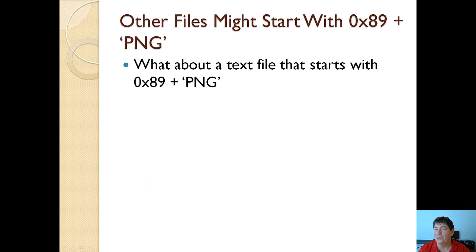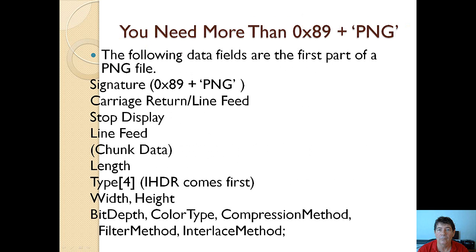So other files might start with 89 plus PNG. You might even have a text file that starts with that. Now, modern day text files have no problem with the high bit being set, so that's not going to be an issue. So you need more than 89 plus PNG to really verify that it's a PNG file.